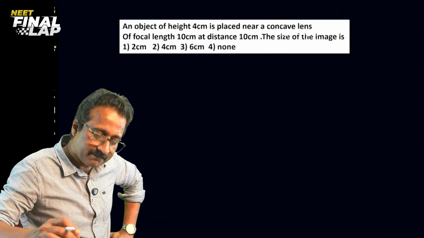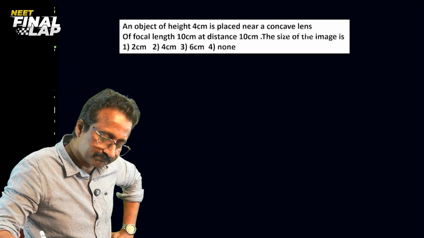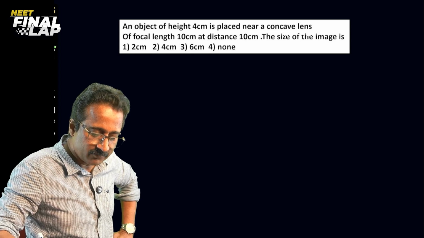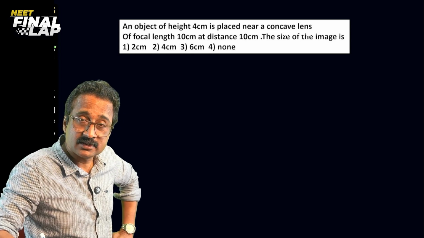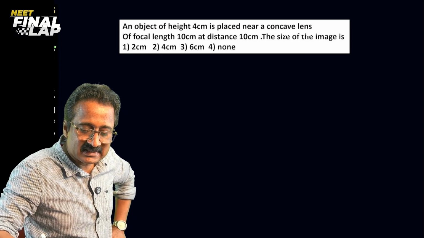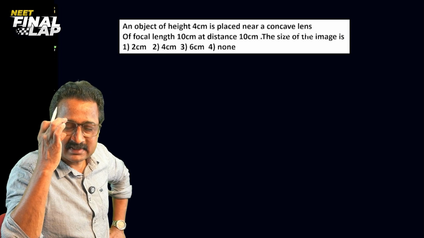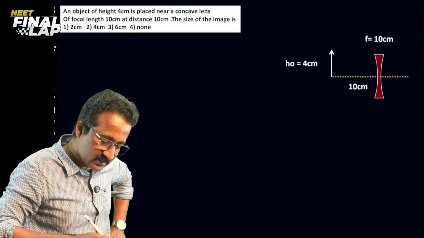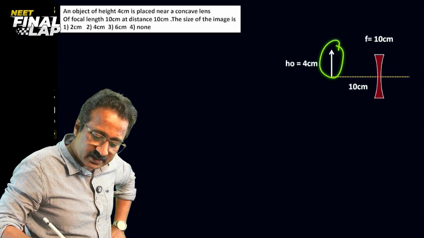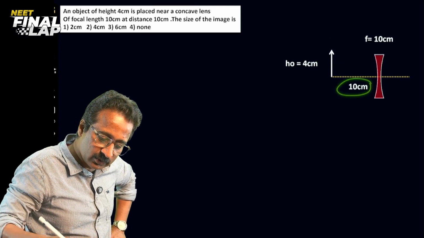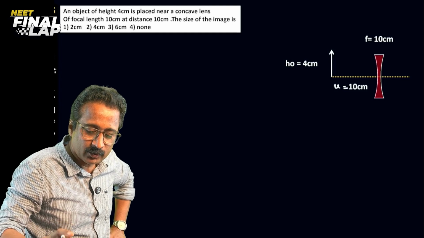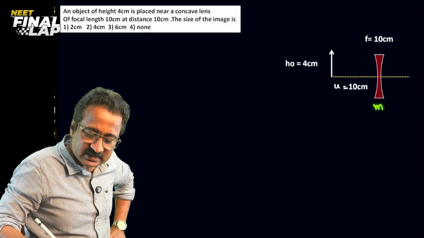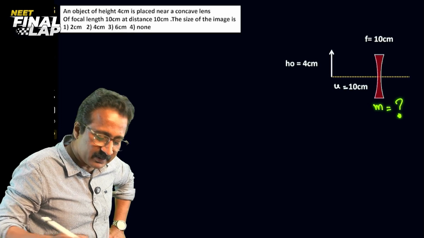Yes, I have one more question based on lens. An object of height 4 cm is placed near a concave lens of focal length 10 cm at a distance of 10 cm. You are required to find the size of image here. When it is size of image, think about linear magnification. Okay, situation is this. This is the object placed at a distance of 10 centimeters. So u is given to be 10 cm value under. Focal length is also given as 10 cm. The question is what is size? So we'll think about linear magnification first.